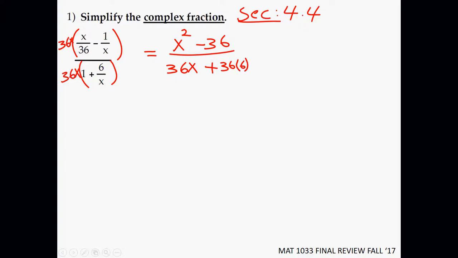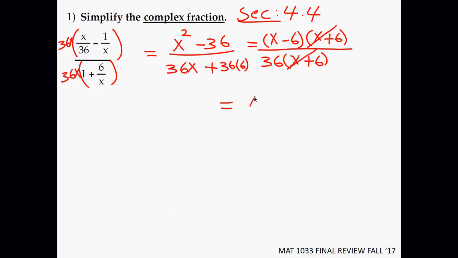Now, we notice the numerator is the difference of perfect squares, x squared and 36. As we learned, this equals x minus 6 times x plus 6. Now the denominator: 36 is in common, so we can factor it out, and we are left with x plus 6. As you can see, the x plus 6 with the x plus 6 can be cancelled, and your final answer should be x minus 6 over 36. That would be the solution, part B. Is this clear? Any questions? Okay.